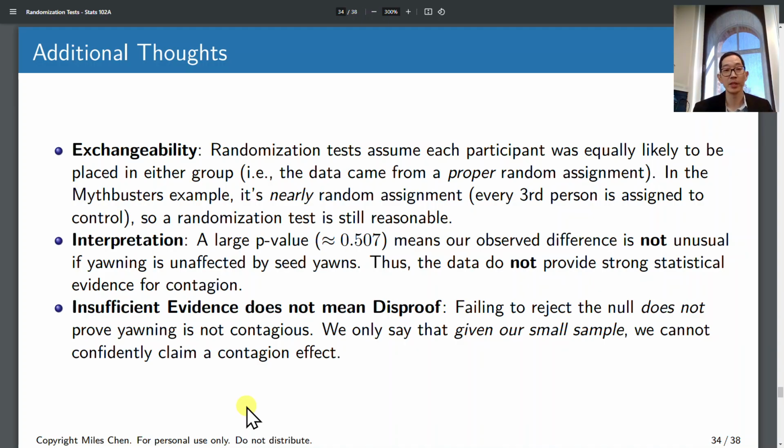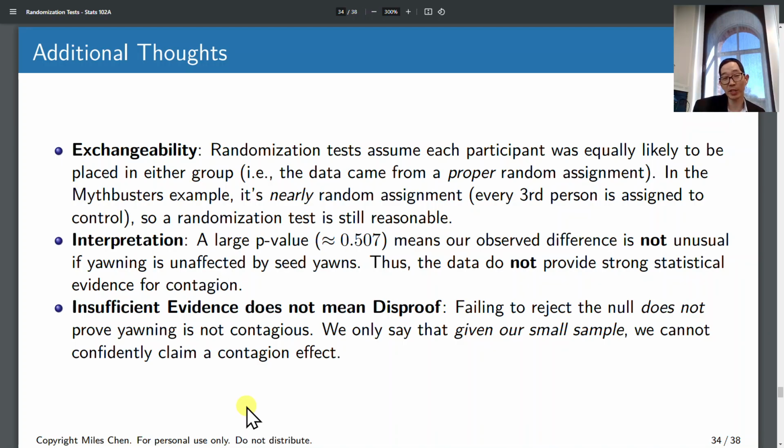E and C. Okay, so again, the randomization test assumes each participant was equally likely to be placed in either group, that the data came from proper random assignment. And in our Mythbusters example, it's nearly random assignment. We just said every third person is assigned to a control group. And again, I think it's safe to assume that the order in which they stood in line is fairly random. So I think the randomization assumptions there are reasonable. Okay.